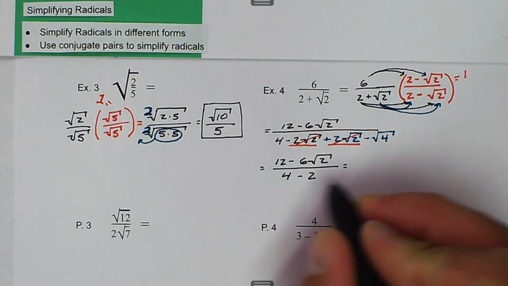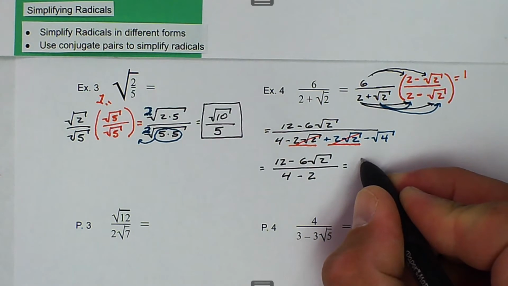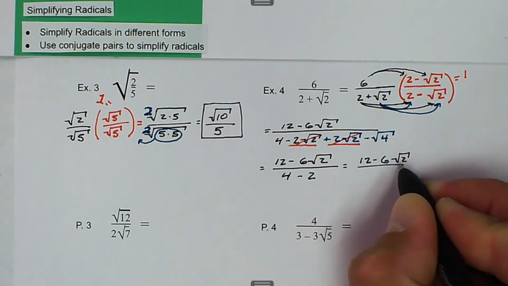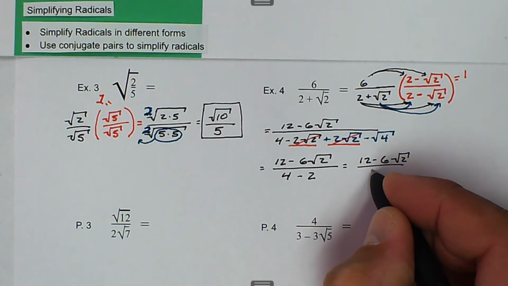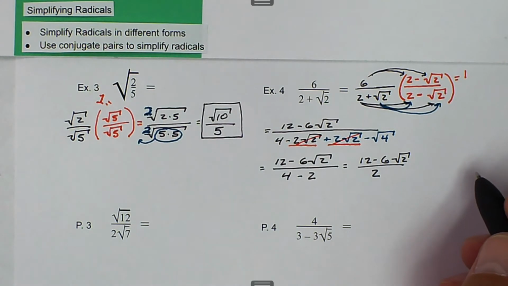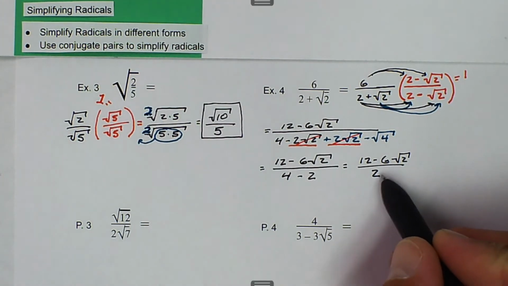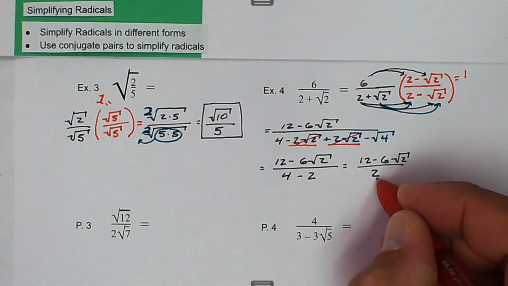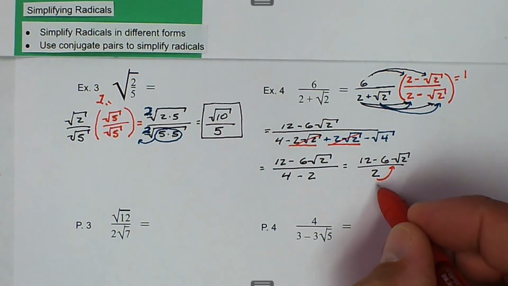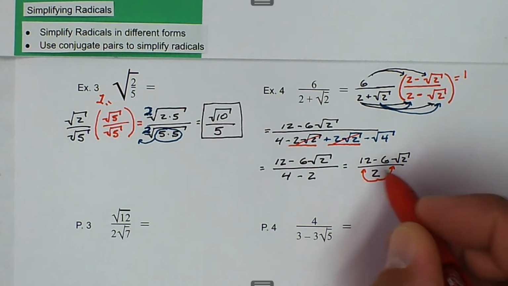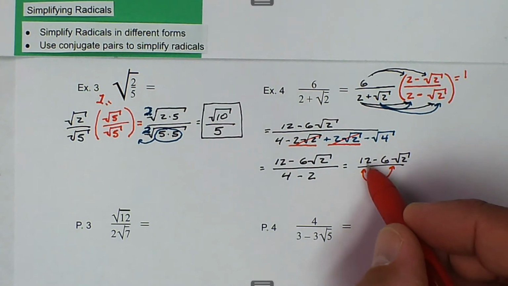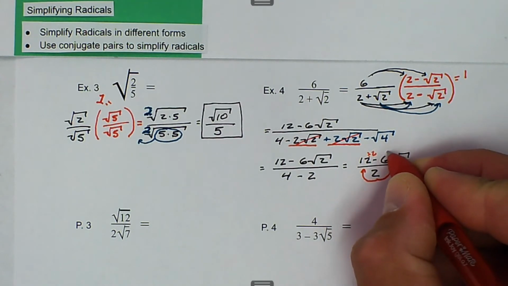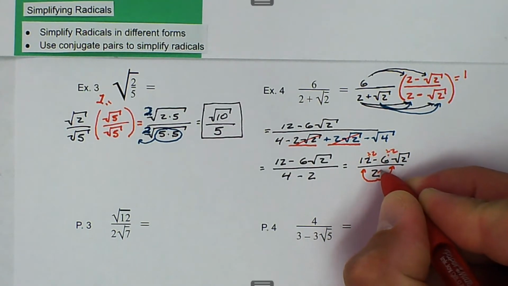And that is going to be equal to, can't do anything with the numerator still. So that's going to be 12 minus 6 square root of 2, over 4 minus 2, which is 2. And so we can divide everything by 2. So 2 divides the second term, and 2 divides the first term. So 12 divided by 2, and 6 divided by 2, and 2 divided by 2.